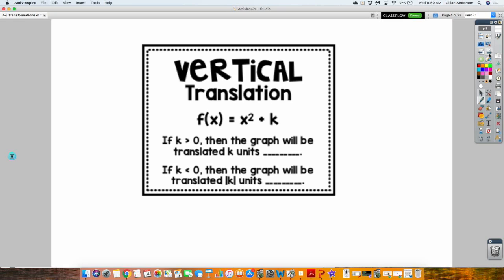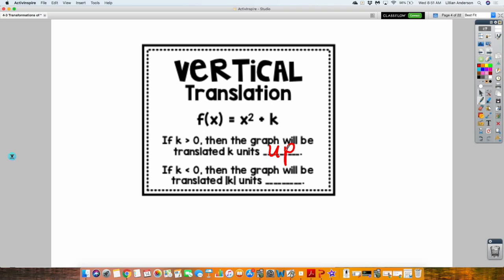Here you have f(x) = x² + k. k represents some number. Now, if k is greater than 0, then the graph will be translated k units upward. That means the original graph is going to move however many of those units up. And if k is less than 0, then the graph will be translated |k| units down.